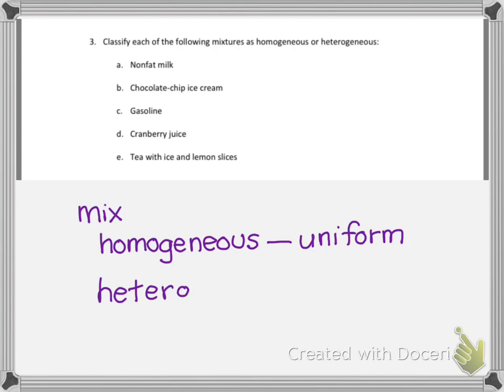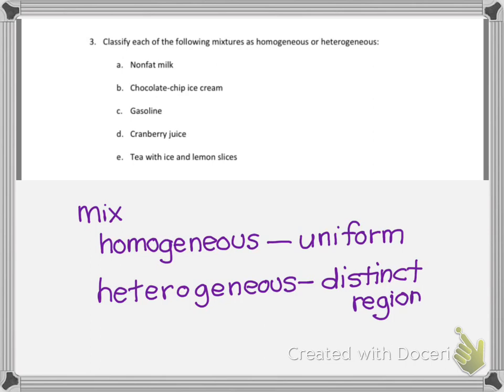Heterogeneous would be a mixture where I could see the different parts of the mixture. So I would think of it as having distinct regions. For example, if I mix salt with pepper, I would be able to look at that mixture and still see the salt and the pepper.